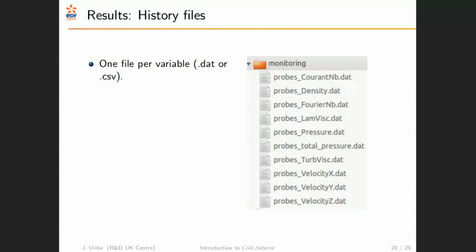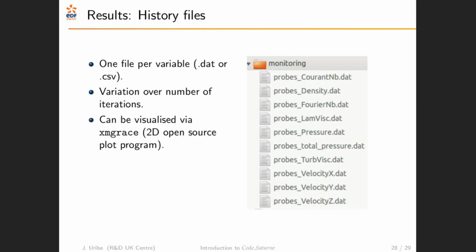You also get a folder with the monitoring points, as I said before. You can define which variables you want to monitor. By default, when you create a monitoring point, you would assume that you want to monitor all the variables for that point. And then there's a file for each variable. That file has a series of columns, and each column is one point. So it could be a comma-separated value or a space-separated value, .dat file. And it will show you the variation of that variable along the number of iterations or time.